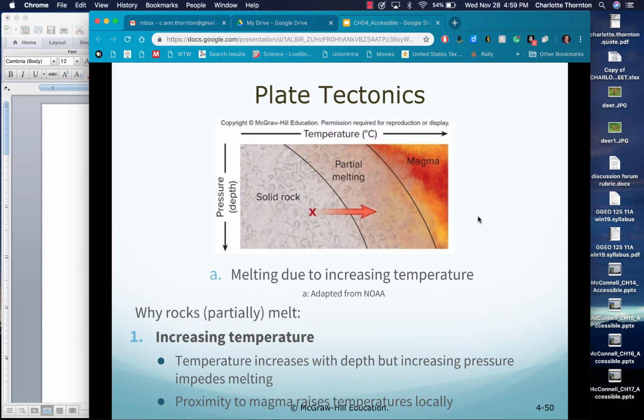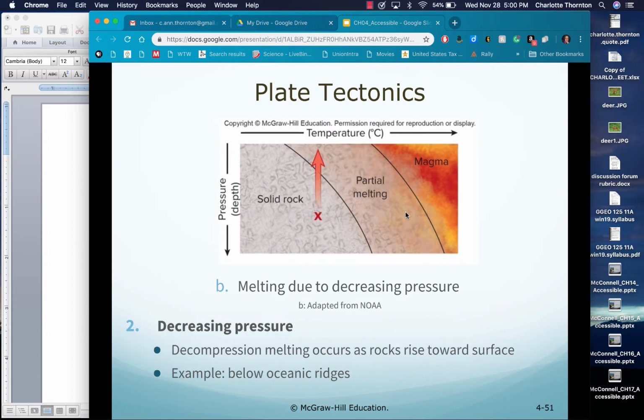They don't become total liquid. This particular slide shows how the melting is due to increasing temperature. The closer you get to the magma, the warmer it is, and the closer it is, the more it melts. The temperature increases with depth, but the increasing pressure actually impedes the melting process. The closer to the magma you are, the hotter it is.